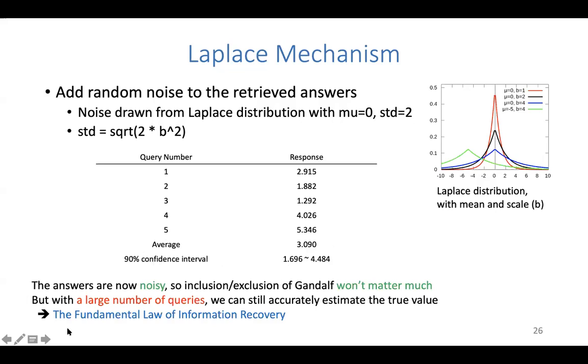There's something called the fundamental law of information recovery, which says that too many accurate answers to too many queries would surely lead to privacy risk or re-identification. So even if your questions don't directly lead to privacy risk, if you make the query enough times, it can still lead to a potential privacy risk.